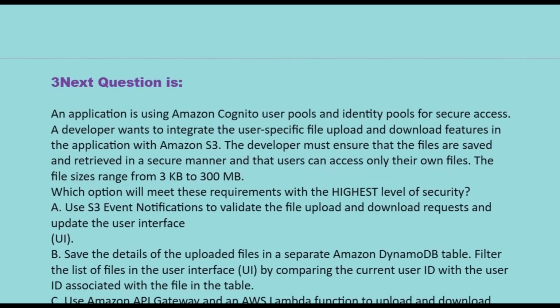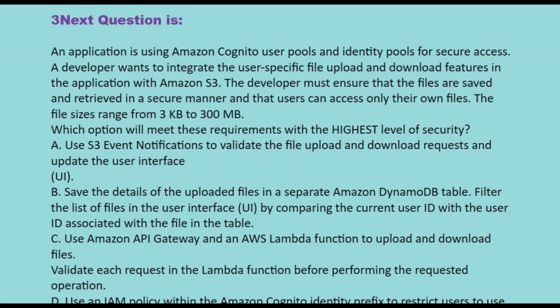Question is, an application is using Amazon Cognito user pools and identity pools for secure access. A developer wants to integrate the user-specific file upload and download features in the application with Amazon S3. The developer must ensure that the files are saved and retrieved in a secure manner and that users can access only their own files. The file sizes range from 3 KB to 300 MB. Which option will meet these requirements with the highest level of security?